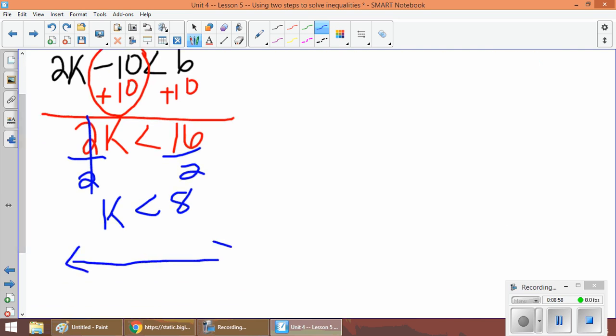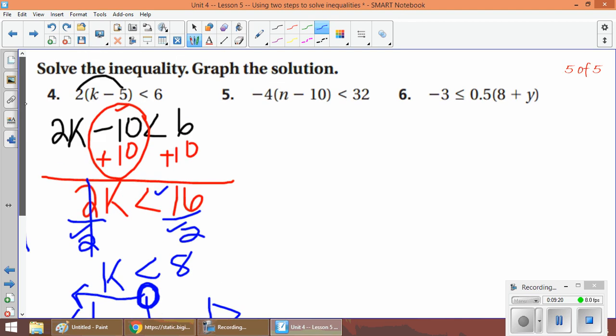Number line. So I'm not flipping this because I never divided by a negative. I divided by a positive. Here's 8, here's 9, here's 7. Open circle because k cannot equal 8, but k must be less than. Less than is arrow to the left. That was number 4.